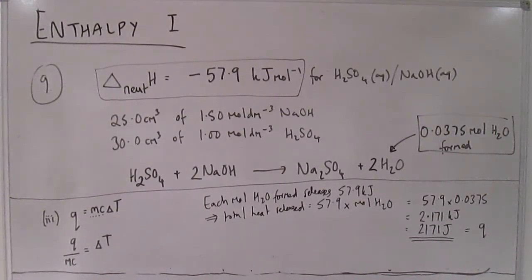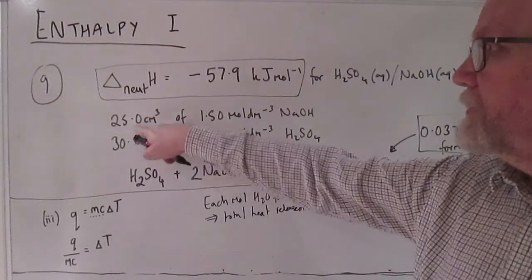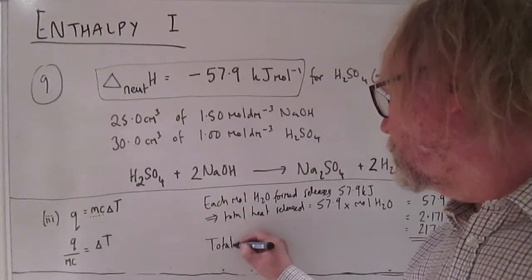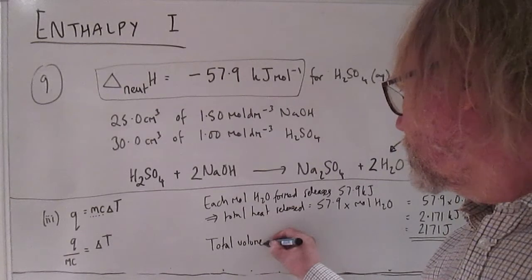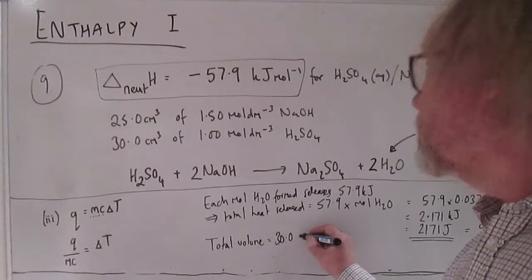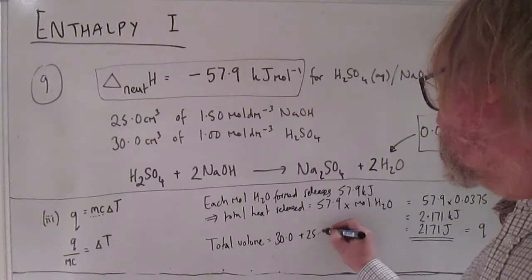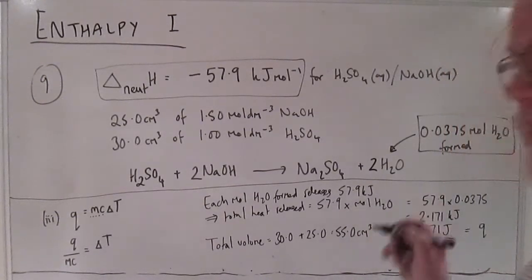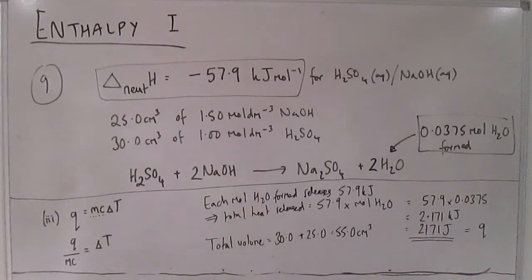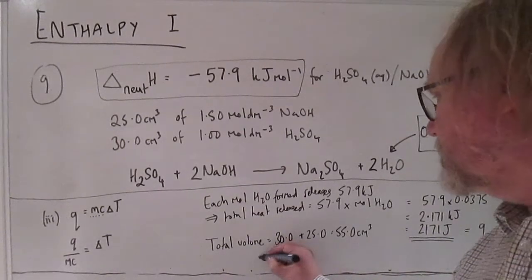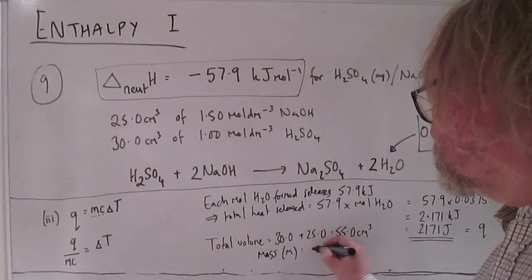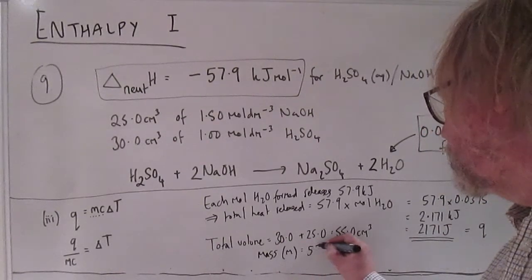Then what about M? Well, that just comes from the total volume. We've got 30 cm cubed plus 25 cm cubed. So the total volume is 30.0 plus 25.0, which is 55.0 cm cubed. And again, we do the density equals 1 gram per cm cubed approximation, and say therefore the mass M is equal to 55.0 grams.